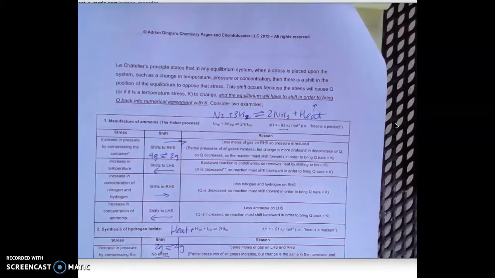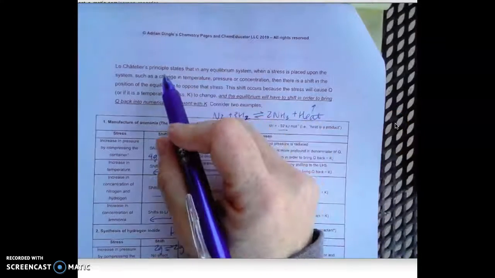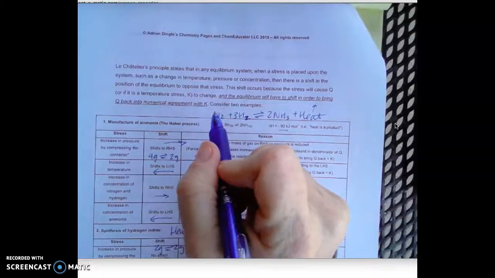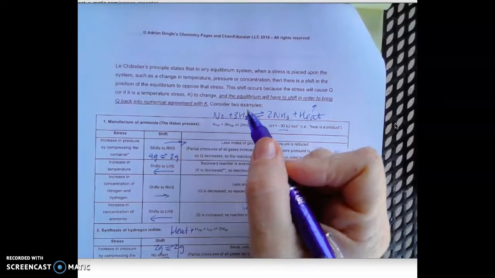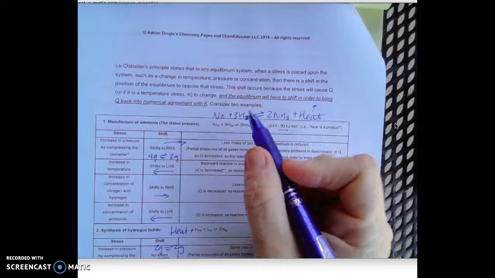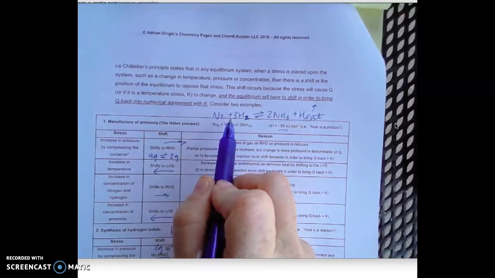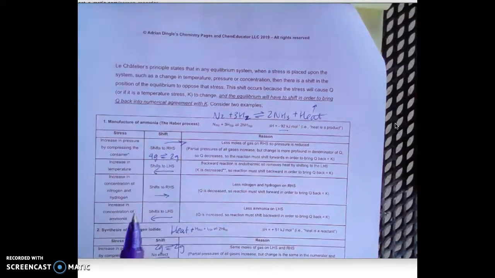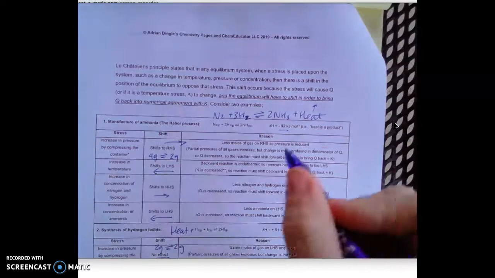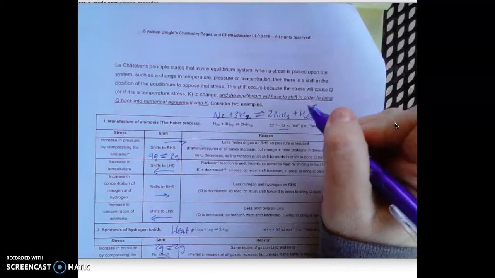Okay, so if we're looking at how Le Chatelier's principle applies to systems at equilibrium, the reaction is always going to shift to relieve the stress that's applied. So it's going to shift either to the right-hand side, RHS, or to the left-hand side in order to relieve whatever stress has been applied.